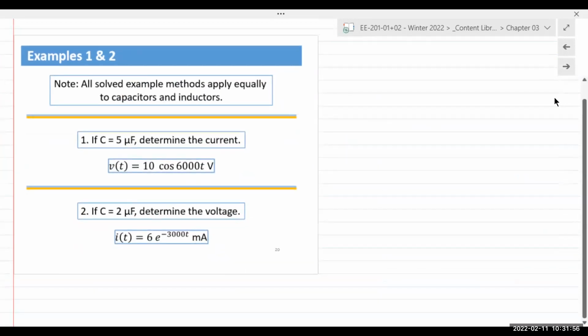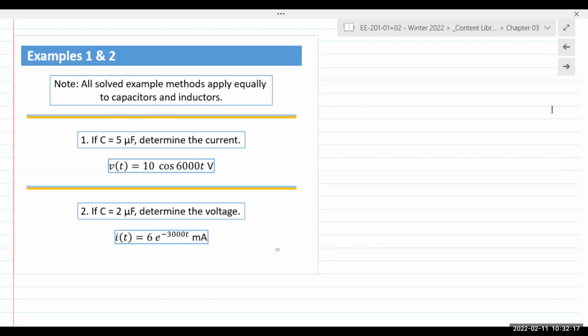So there are 4 examples. 2 of the examples use the VI equation. 2 of the other examples use the alternate VI equation or the IV equation. Okay. So in examples 1 and 3, we are given the voltage and we are asked to find the current.